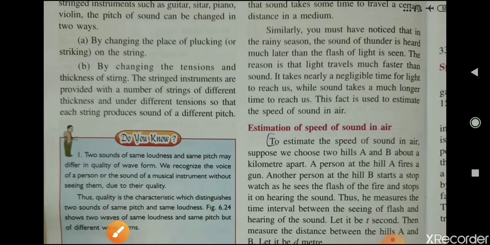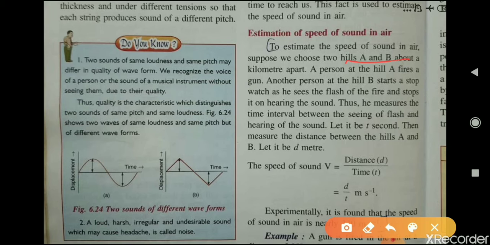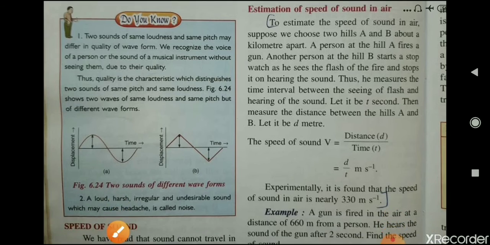Estimation of speed of sound in air. To estimate the speed of sound in air, suppose we choose two hills A and B a kilometer apart, and a person at hill A fires a gun. Means the person that is standing on hill A fires a gun, and another person at hill B starts a stopwatch as soon as he sees the flash of the fire and stops the stopwatch when the sound of that fire is heard. Thus he measures the time interval between seeing the flash and hearing the sound on the stopwatch. Let it be t seconds, means the time on the stopwatch is t seconds.